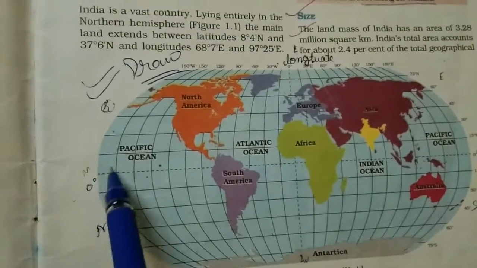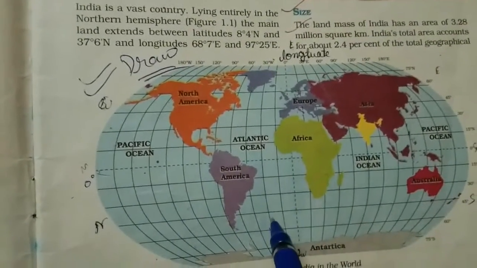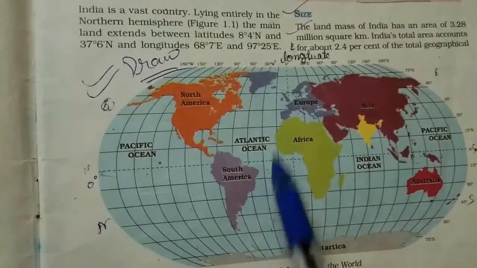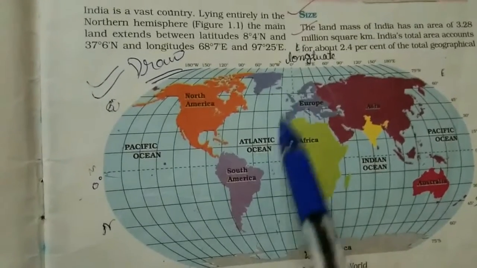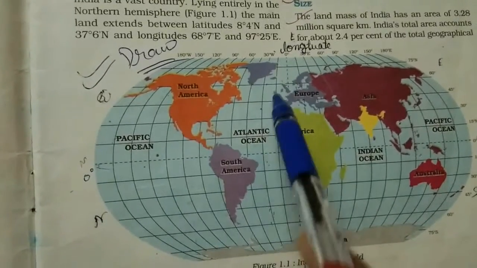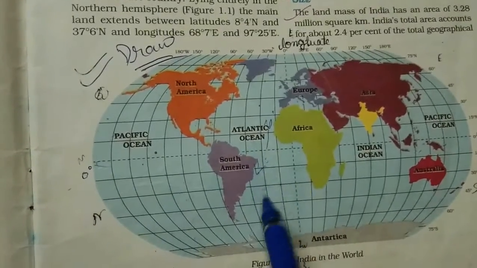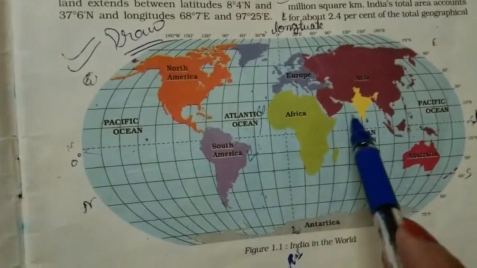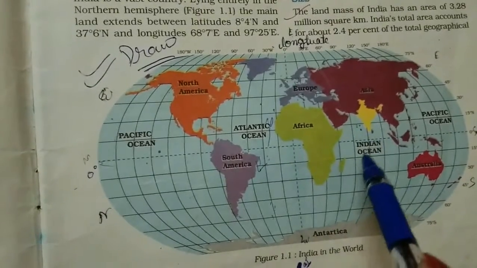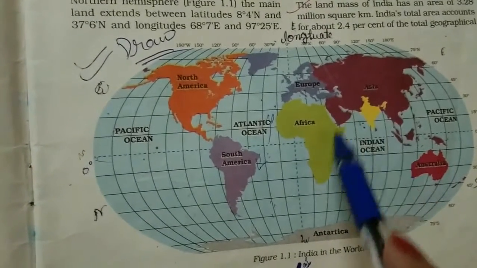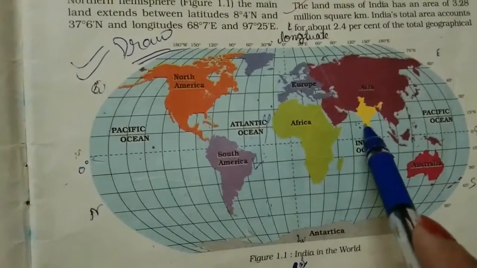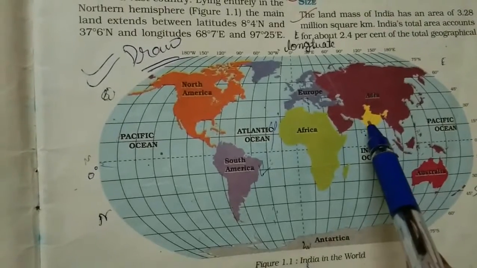Once again I am repeating, the line which bifurcates the earth into two equal halves is called the equator, which is 0 degree, and this equator divides the earth into two equal hemispheres known as the northern hemisphere and the southern hemisphere. Now you can see India lies entirely in the northern hemisphere, not in the southern hemisphere, because you can see here it is above this line.